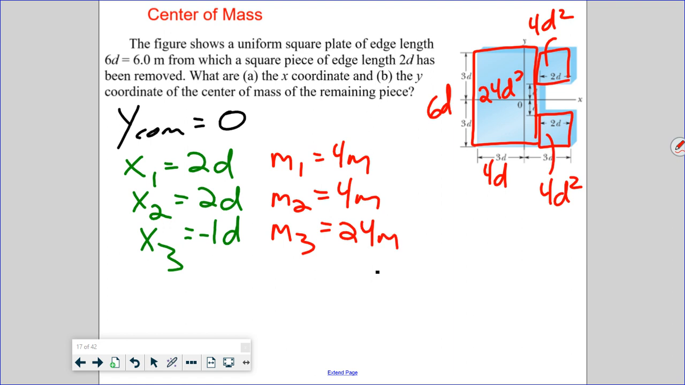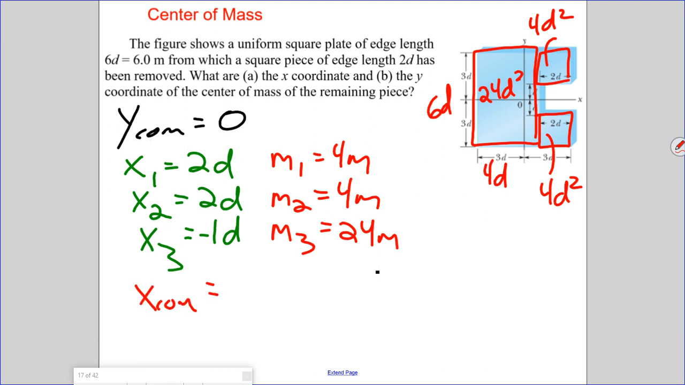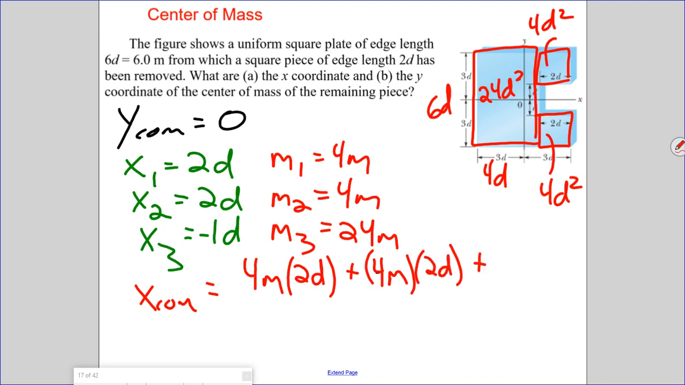Okay, cool. So now we're just going to find our center of mass. So the position of our center of mass is m times x. m1 is 4m times x1 is 2d, plus m2, 4m times x2 is 2d, plus m3 is 24m times x3 is negative 1d. All divided by our total mass, which is 4 plus 4 plus 24, that's 32m.